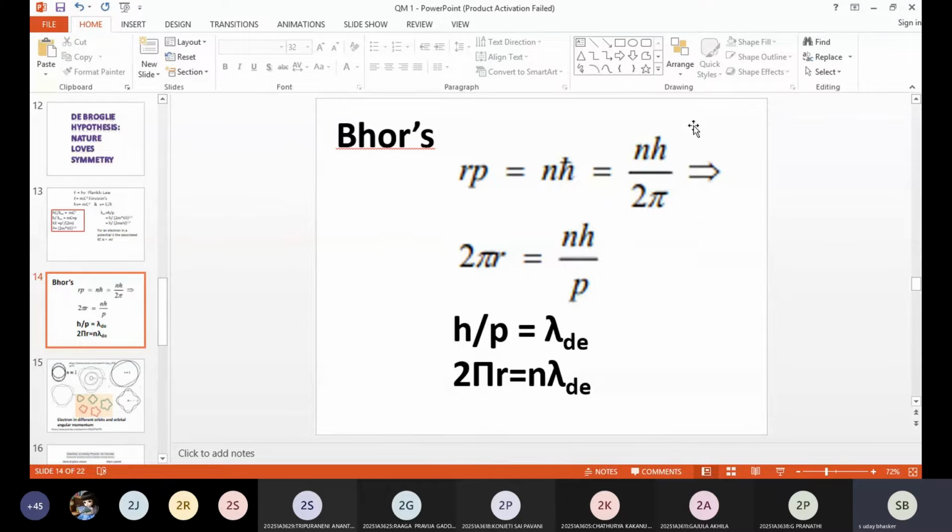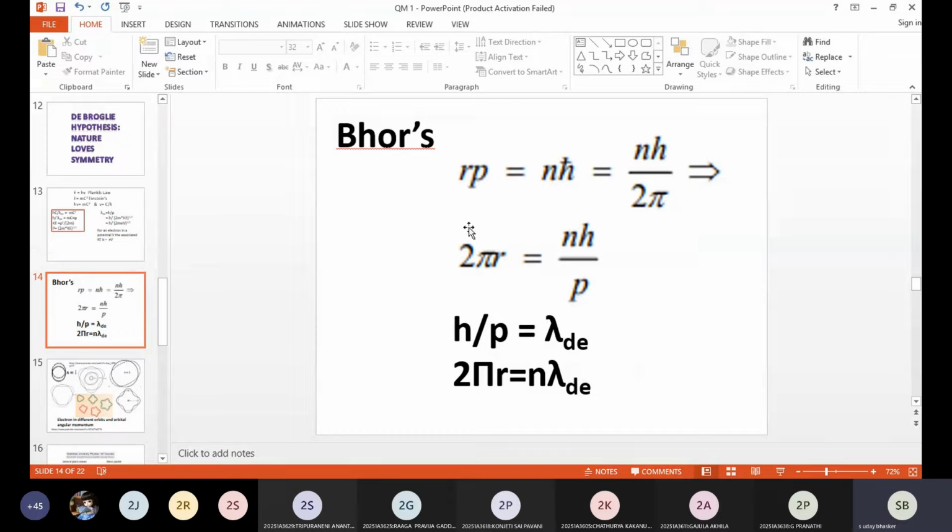But after de Broglie's proposition, it's so simple to see. How is it simple, sir? Multiply the 2 pi to that side and bring p to the other side. So what do we have? 2 pi r is equal to nh by p.